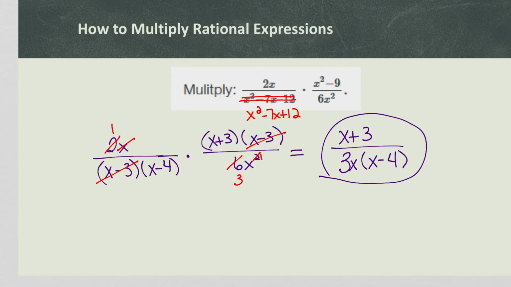Remember, this x right here is married to this 3, so we cannot reduce this 3 with this 3. It's not possible because of the plus sign. We can't reduce the x's because of the plus sign as well. You're only allowed to reduce factors that are multiplying. So this is our final answer.